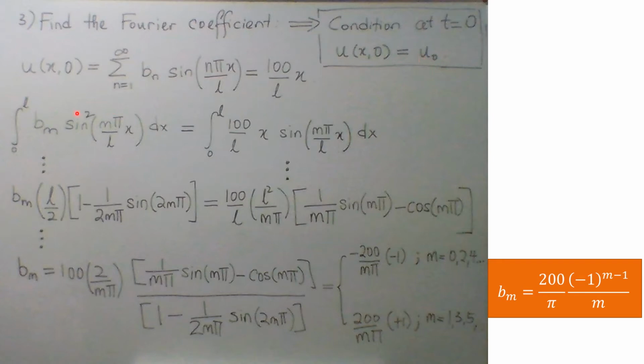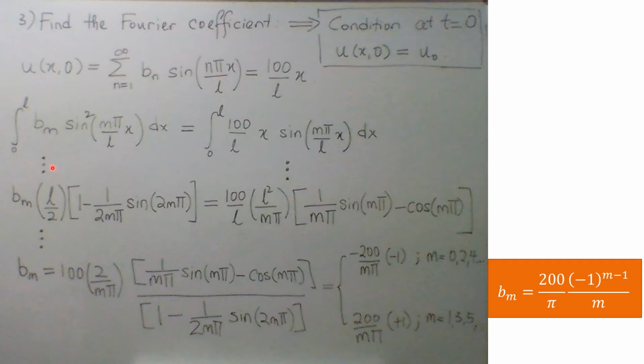So what you do now is put u naught, which is 100 over L times x, and on the left hand side here, this is your sine function. Now you just do the usual steps to determine what Bm is. You multiply both sides by a sine function, and you will have a case where n equals m, so this is going to cancel the summation sign, and then you integrate over all x, dx.